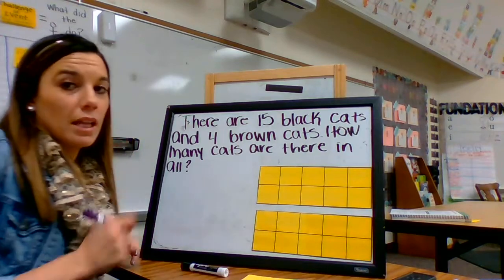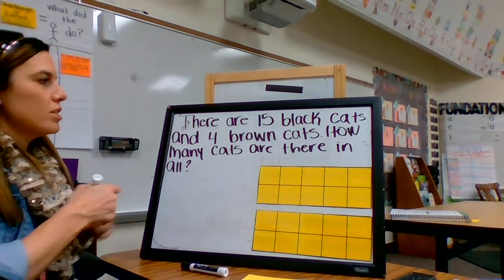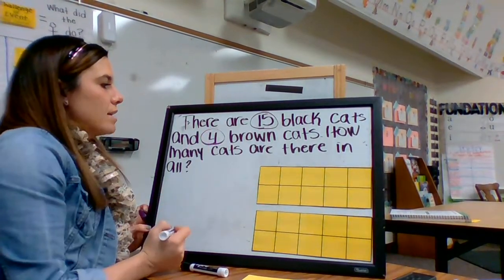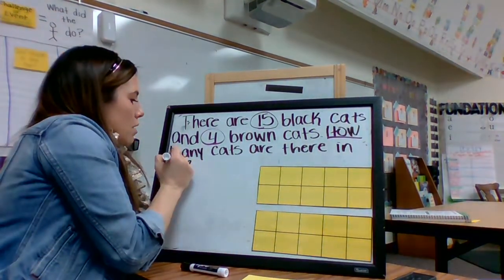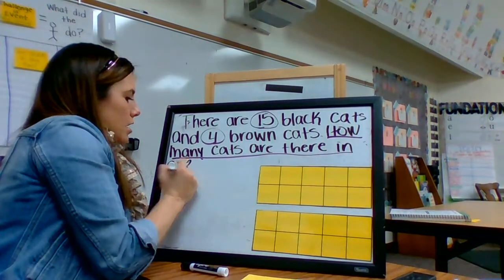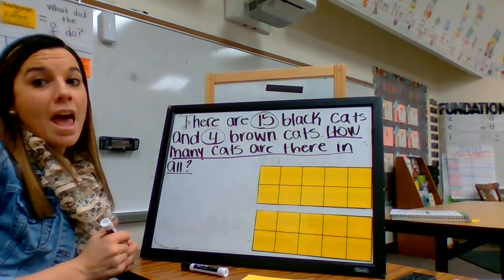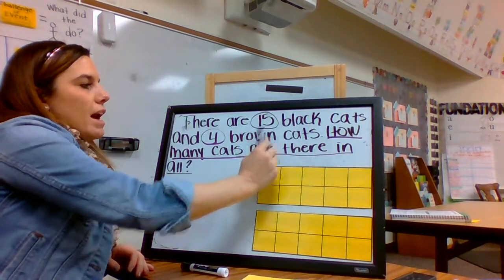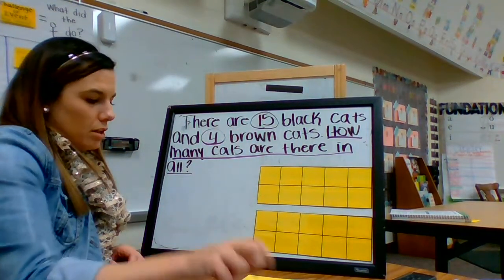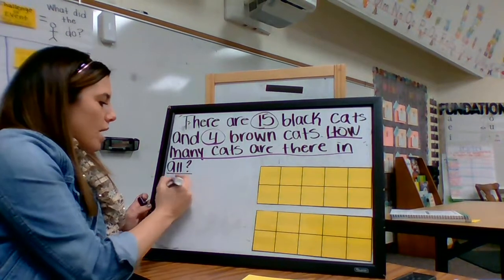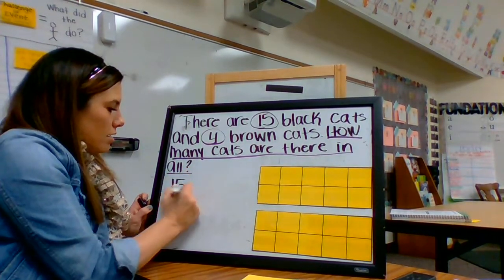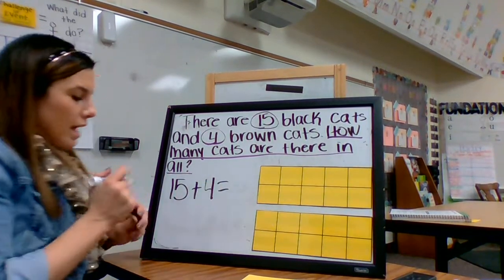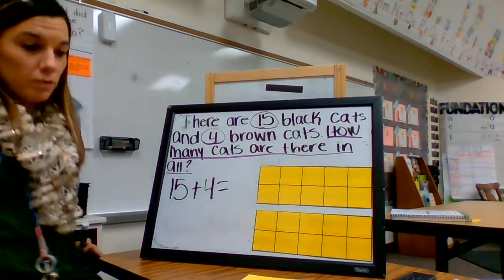So again, let's pull out our important information. Let's look at these numbers. 15 black cats, 4 brown cats, and the question is, how many cats are there in all? Which means we are going to be adding. So I don't need to know what color of cats they are because we are adding them all together. So my addition problem is going to look like this: 15 plus 4.